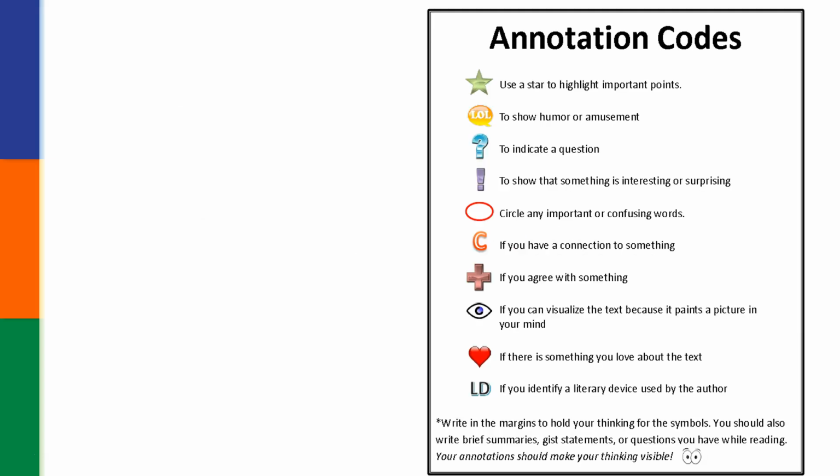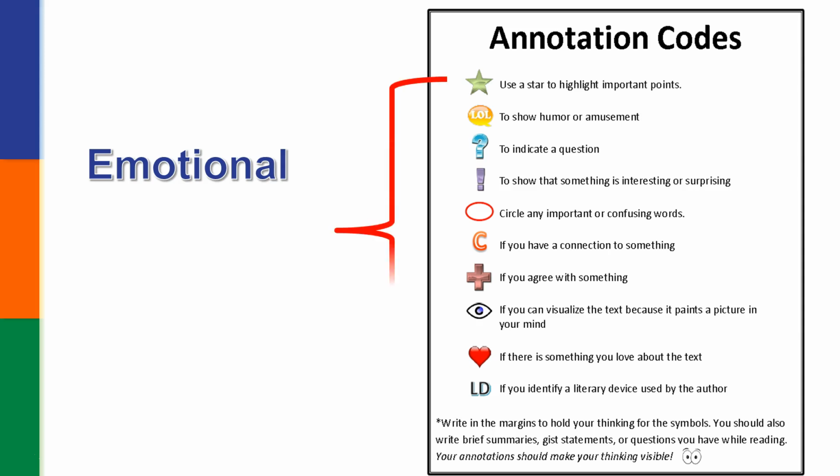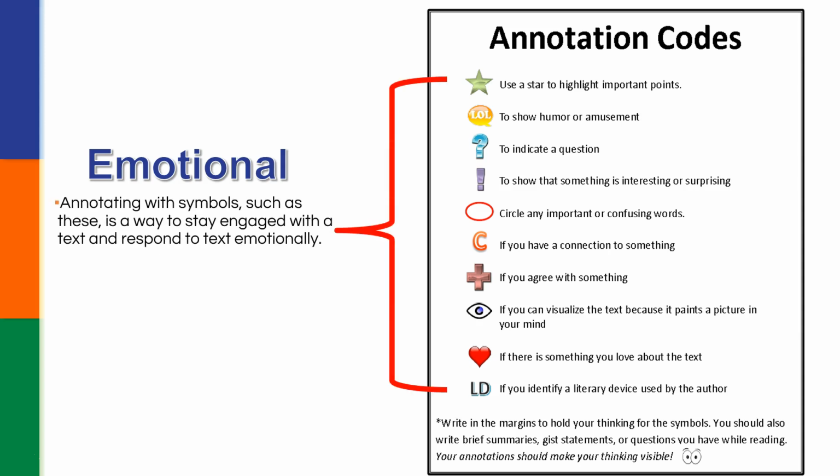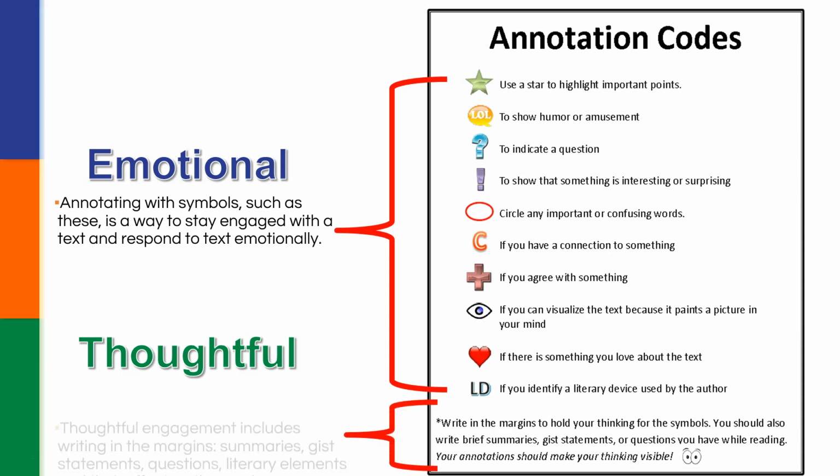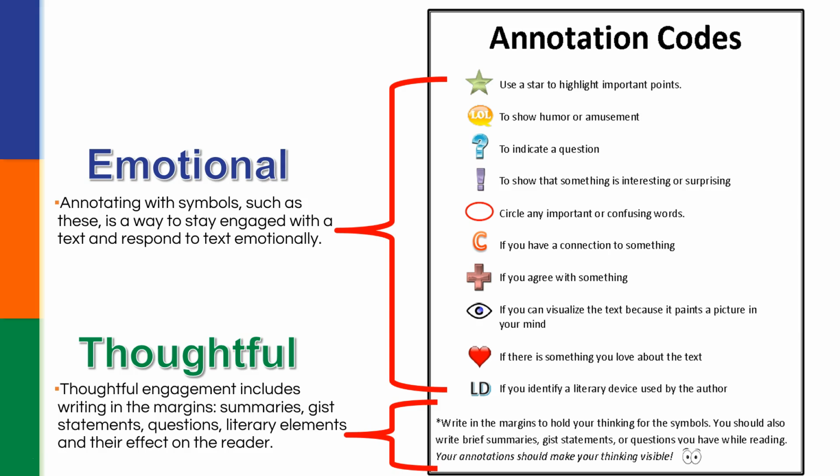There's basically two different ways we want students to engage with a text when they're annotating. We want students to engage with the text emotionally, in which they annotate with symbols such as these in a way to engage with the text and respond to the text emotionally. We also want students to engage with the text in a more thoughtful manner. Thoughtful engagement includes writing in the margins, writing summaries and gist statements or questions, or discussing the literary elements and their effect on the reader.